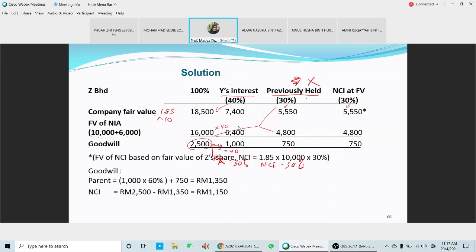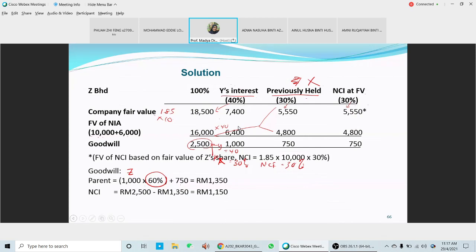Okay, so the parent's goodwill that we have here is 1 million. That 1 million is multiplied by 60%, and then plus another 750. Where does this one come from? The total goodwill here is 1 million, in Z, Z goodwill 1 million. Times 60% here is through the parent's control of Y. Parent's control of Y here is 60%. If you look here, 40% is NCI.